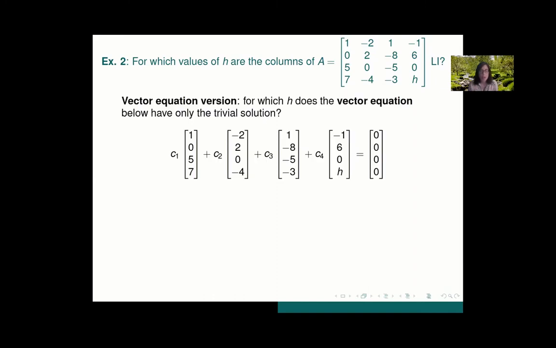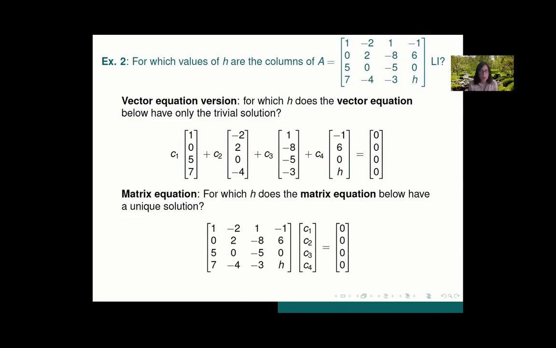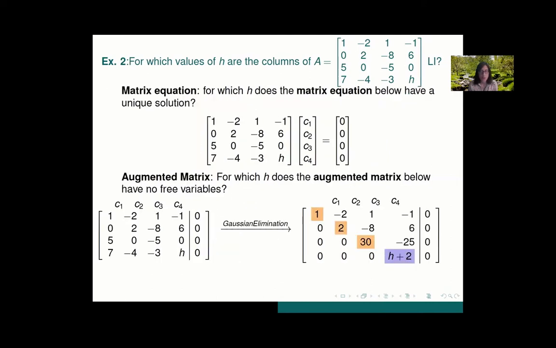Going back to the formal definition, we're asking for which values of H does the vector equation C1 times the first column of A plus C2 times the second column of A plus C3 times the third column of A plus C4 times the fourth column of A equal to the zero vector have only the trivial solution. We can rewrite this as a matrix equation, and again, because the trivial solution always works, asking if the system has only the trivial solution is asking if the system has a unique solution.